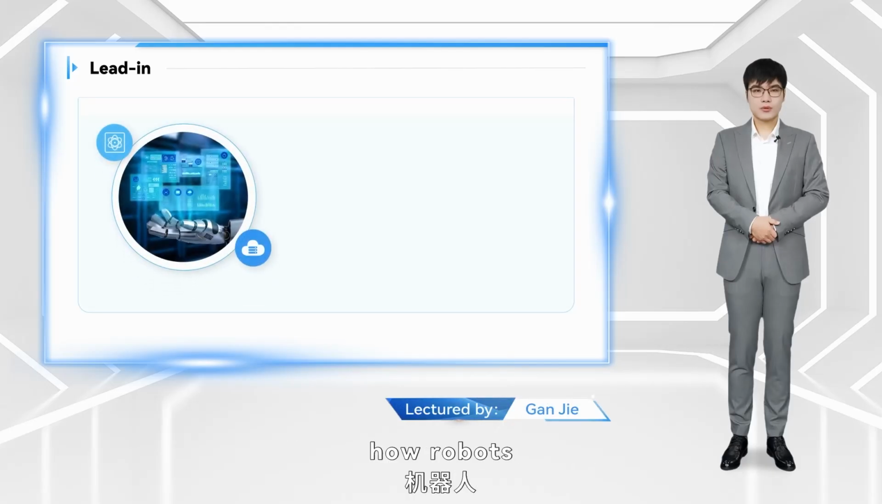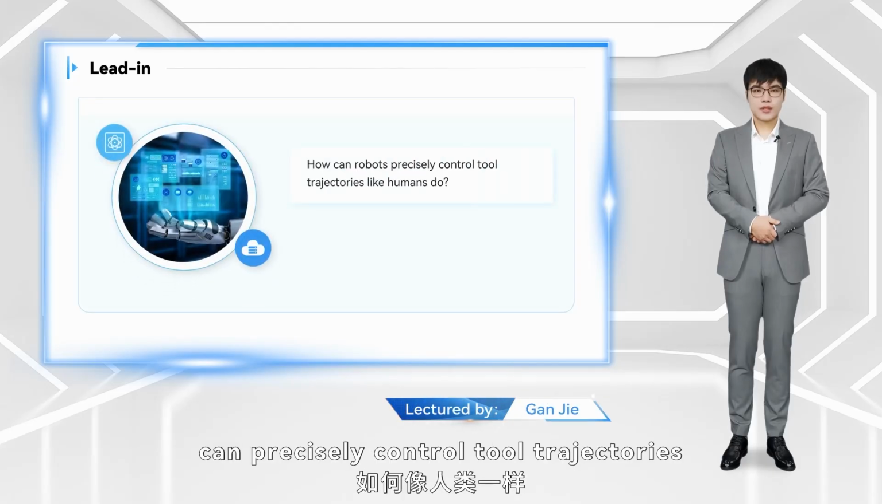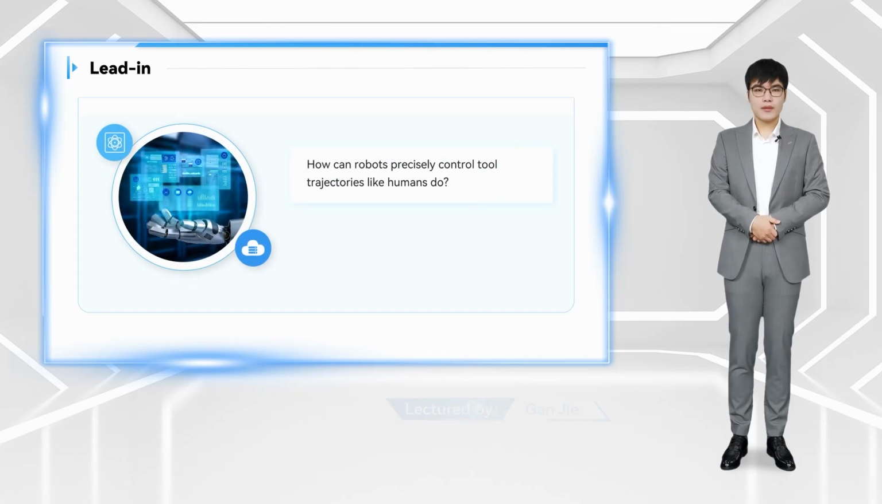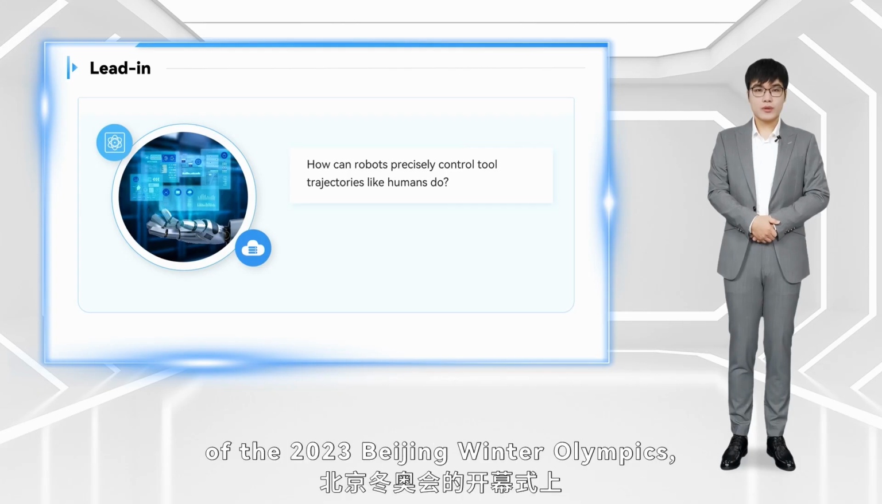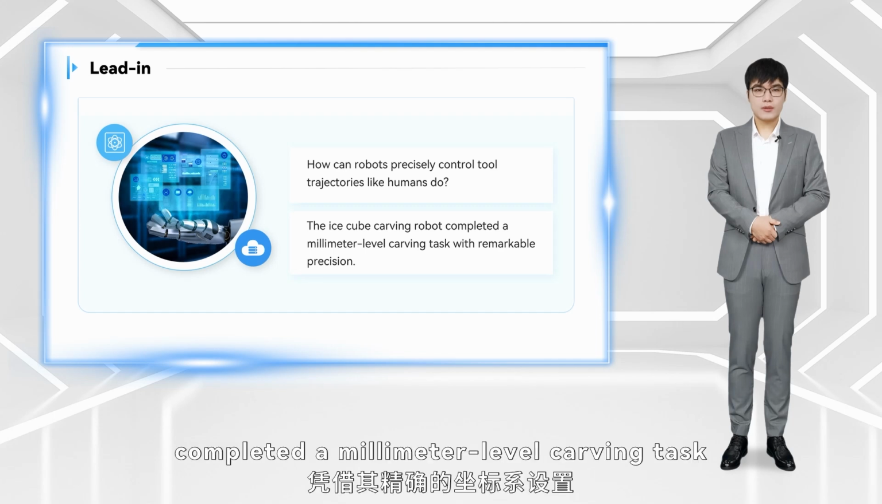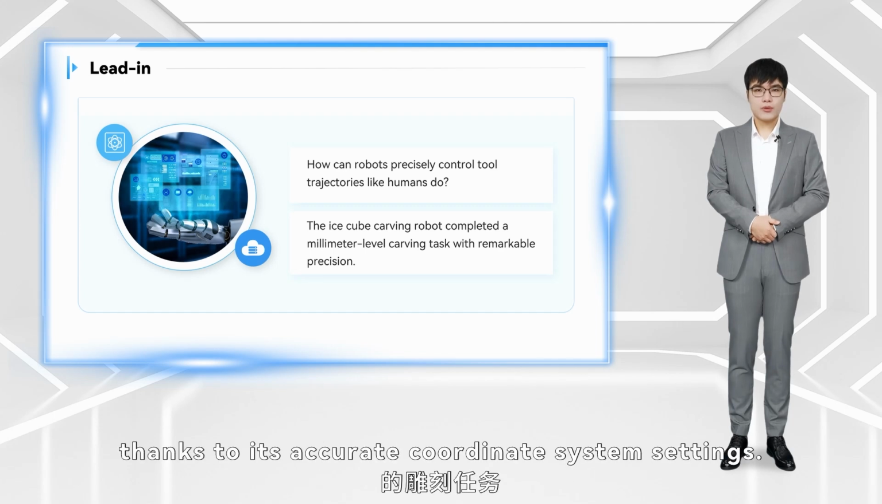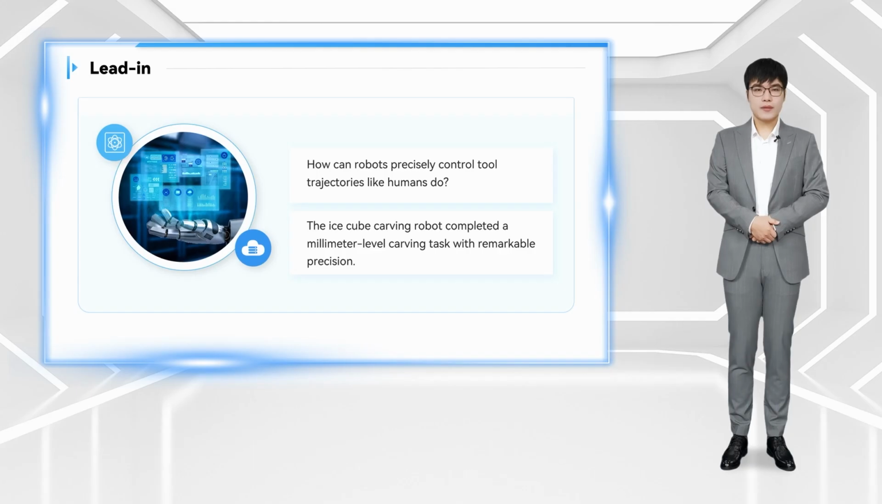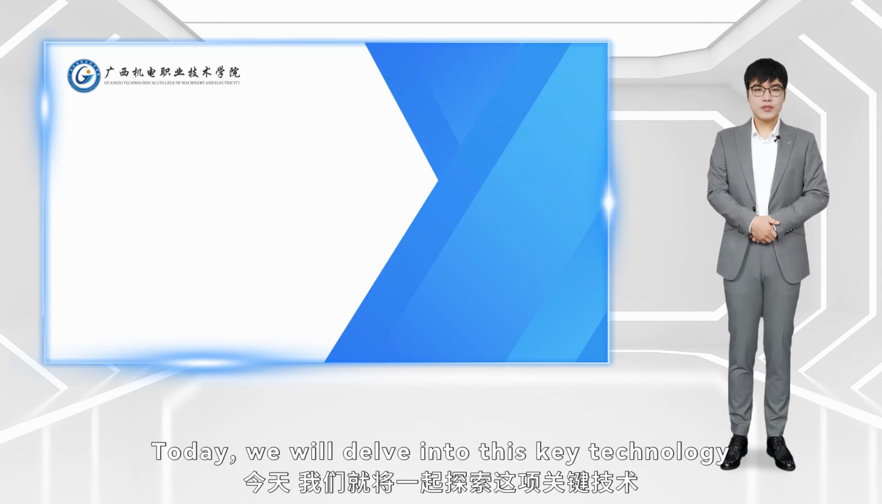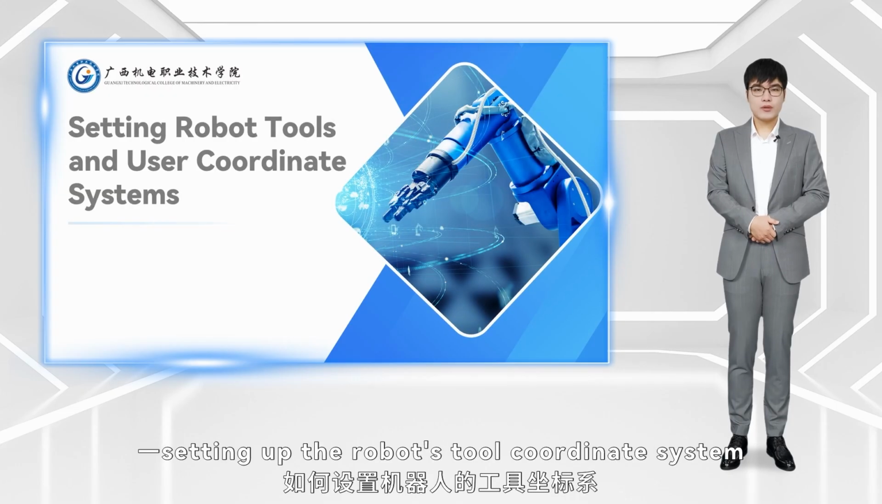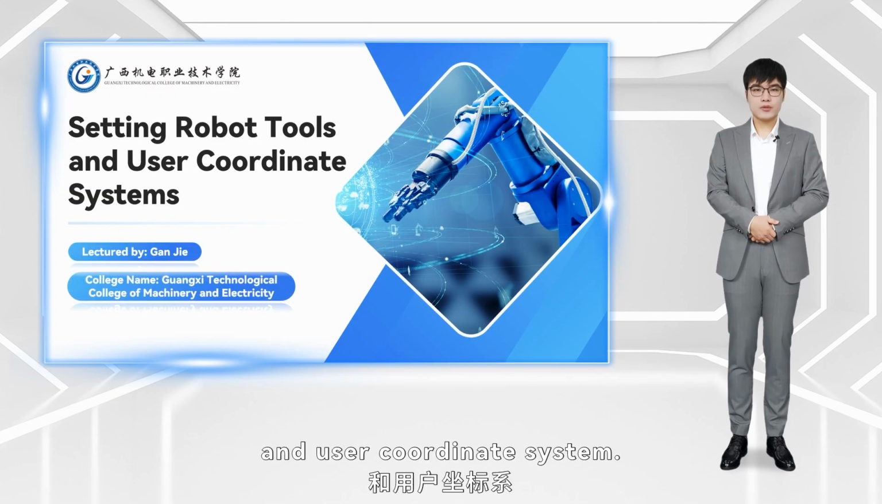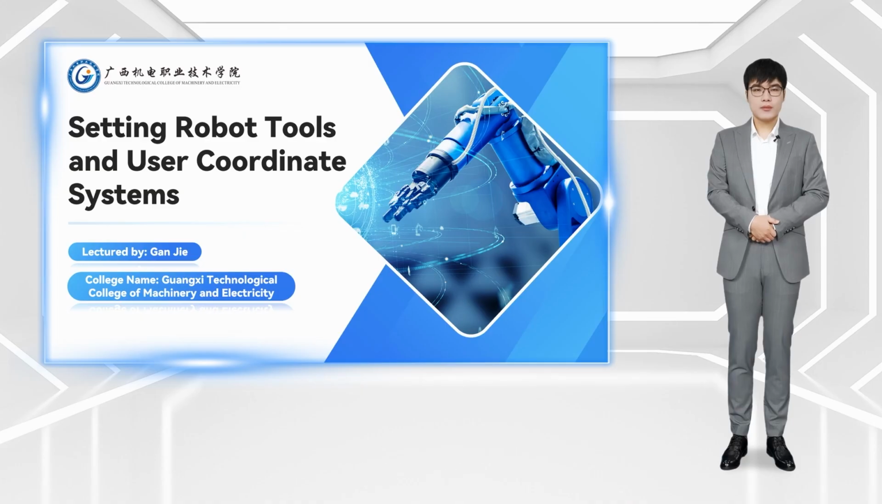Have you ever wondered how robots can precisely control tool trajectories like humans do? At the opening ceremony of the 2023 Beijing Winter Olympics, the ice cube carving robot completed a millimeter-level carving task with remarkable precision, thanks to its accurate coordinate system settings. This was truly breathtaking. Today, we will delve into this key technology, setting up the robot's tool coordinate system and user coordinate system. We will explore this topic through the following content.